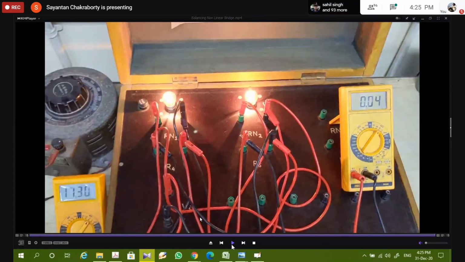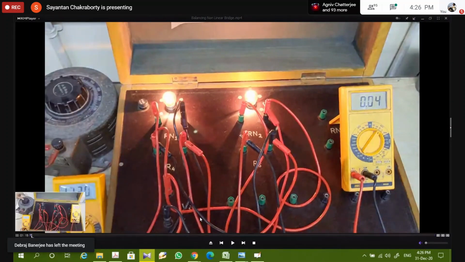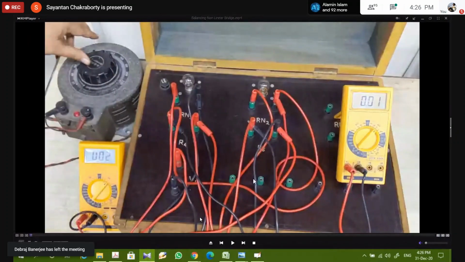So this is the beauty of the phenomena associated with these nonlinear resistances, which in effect balance a bridge that initially seemed very difficult to balance because it was diverging. The output voltage was growing. Now, as soon as they come into the nonlinear region, these resistances tend to bring the output voltage down, and ultimately it balances the bridge. Right? This is the final part of the experiment where we obtain the balancing of an unbalanced bridge using nonlinear resistances. So I'll just play the video.